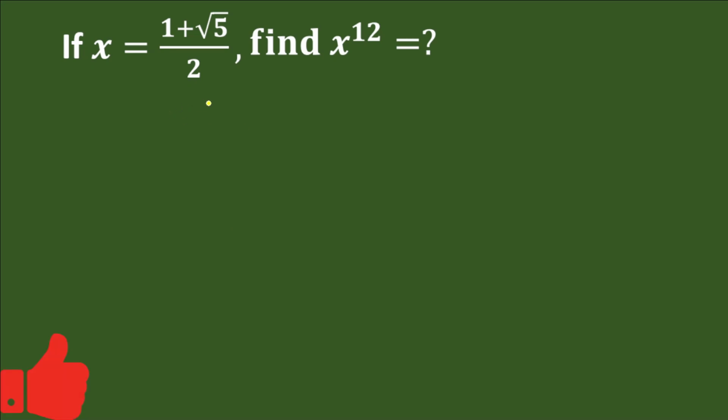Today in this session we are going to solve this algebraic expression. Here we have to find the value of x raised to the power 12, where we have been given the value of x in terms of surds. It is (1 plus square root 5) divided by 2.